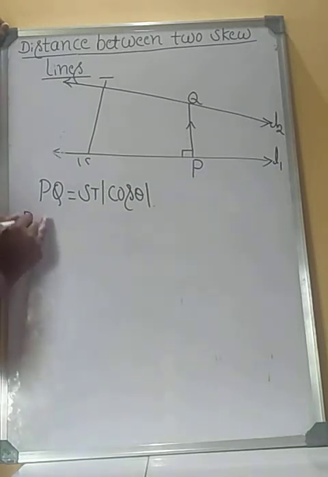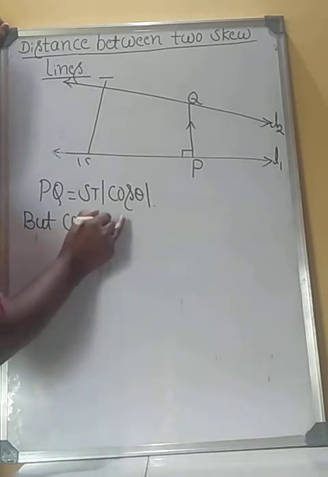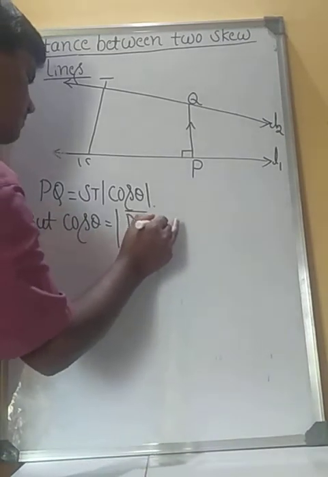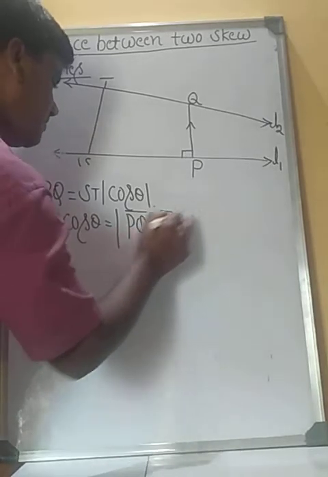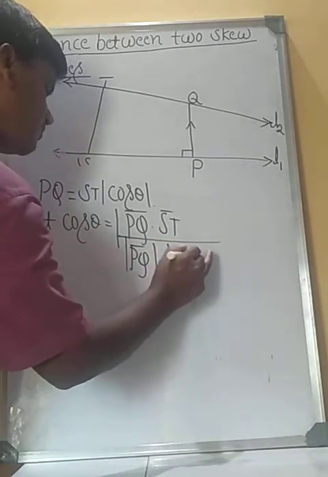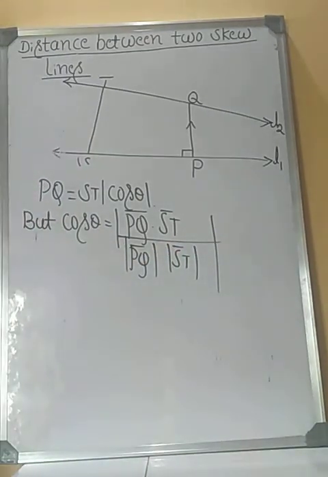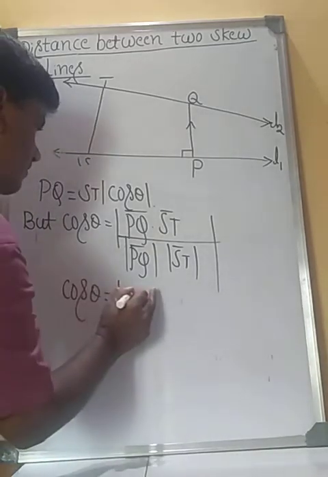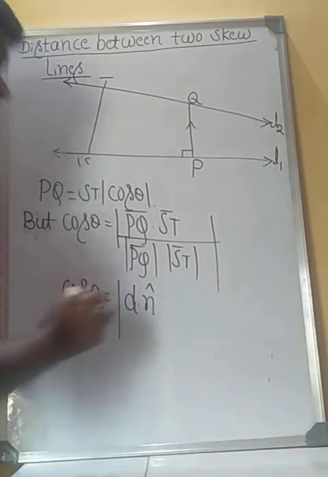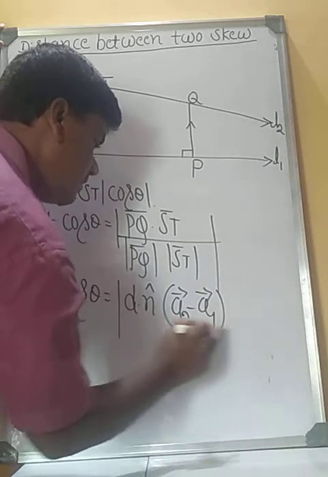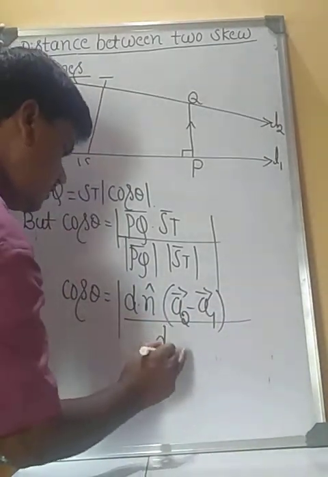But cos theta equals PQ line segment dot ST line segment divided by magnitude of PQ into magnitude of ST. Then cos theta is equal to d n cap dot a2 vector minus a1 vector divided by d into ST.